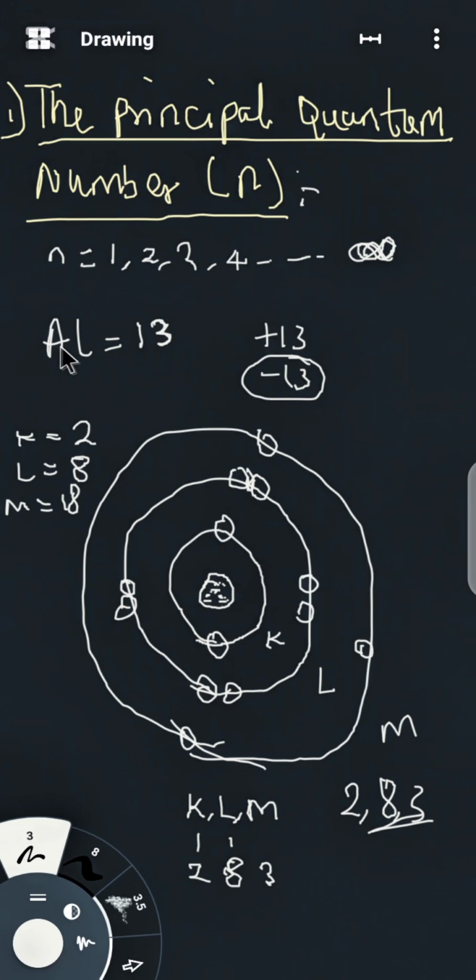Feel free to draw as many electron configurations of atoms as you can. So that is it for the principal quantum number.